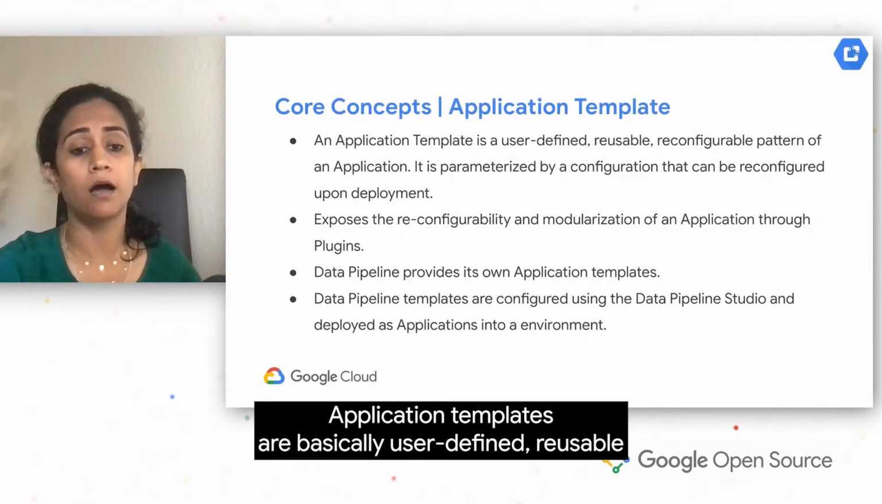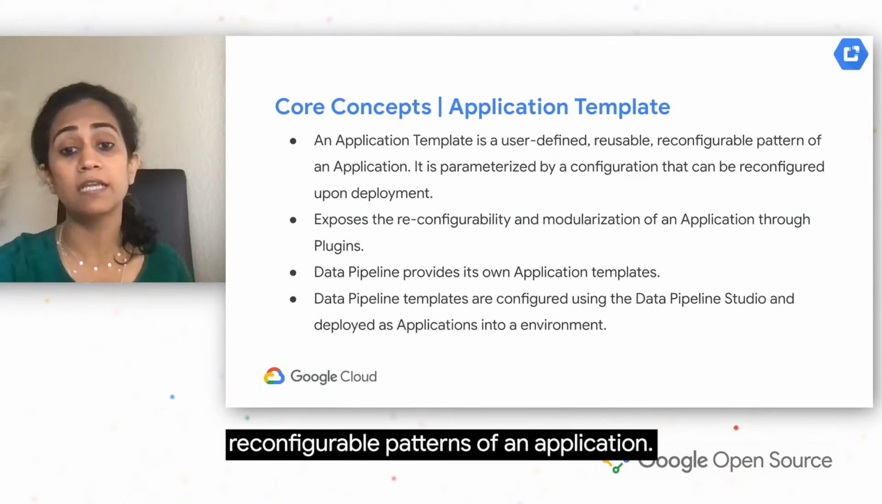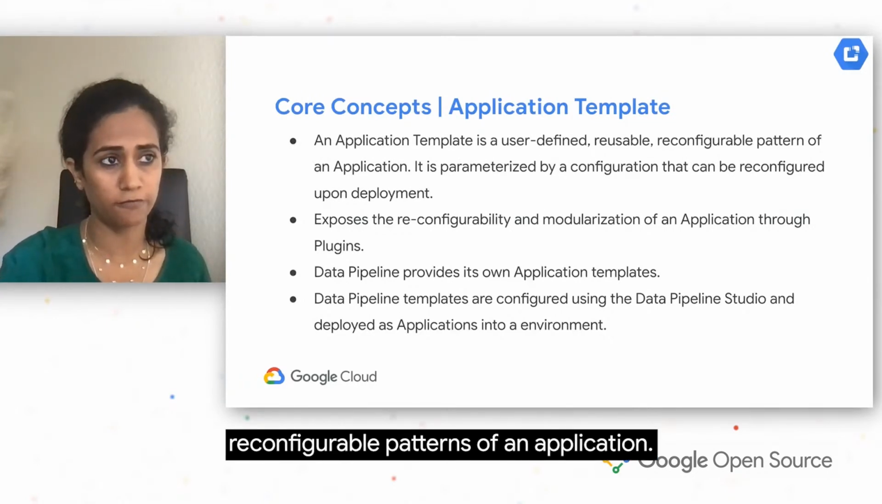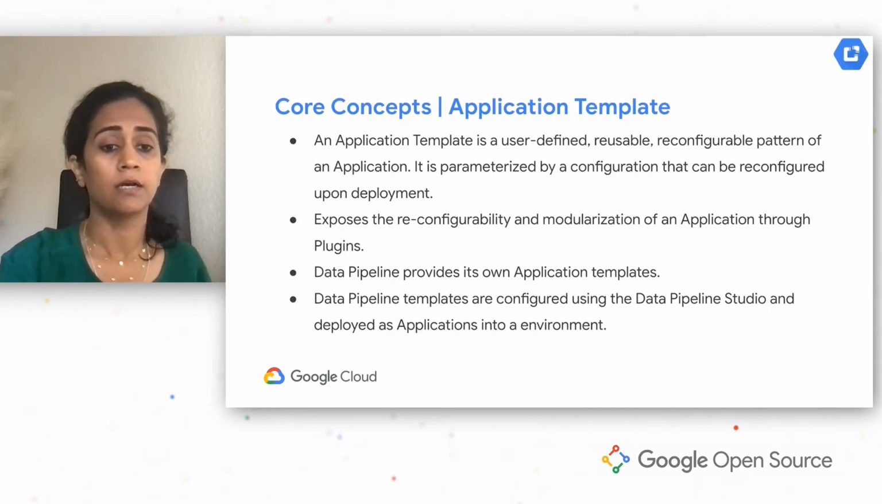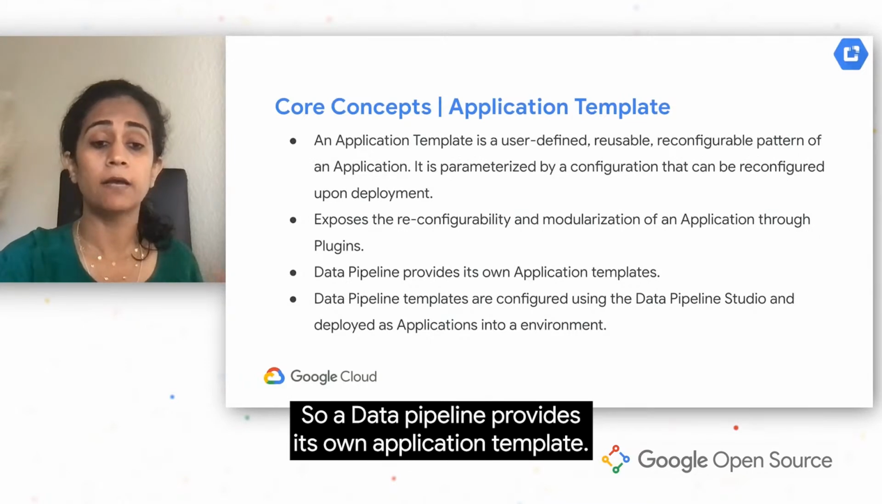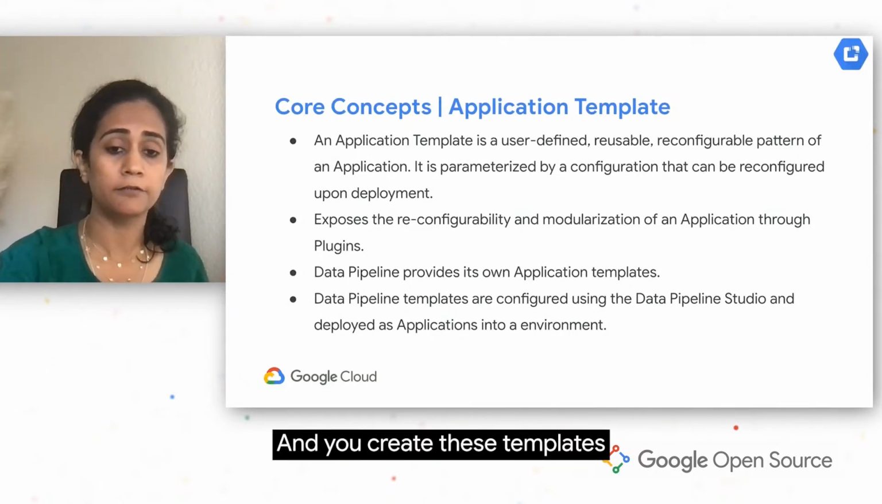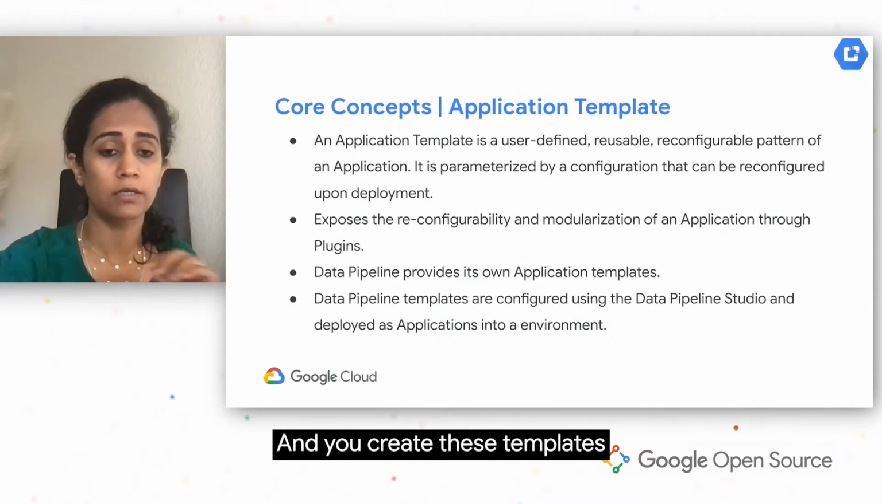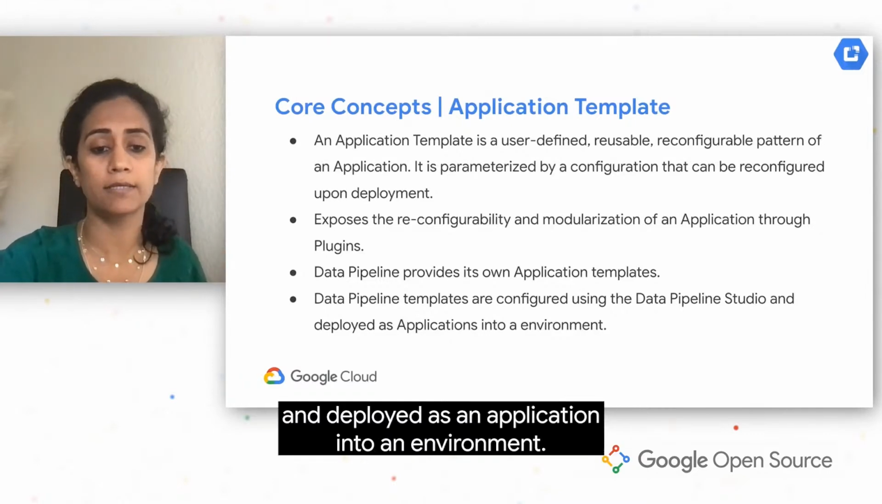Application templates are basically user defined, reusable, reconfigurable patterns of an application. It's parameterized by a configuration, so that you can reconfigure it, modularize it, and all of that. So a data pipeline provides its own application template. And you can create these templates, or these templates are configured using Data Pipeline Studio and deployed as an application into an environment, right?